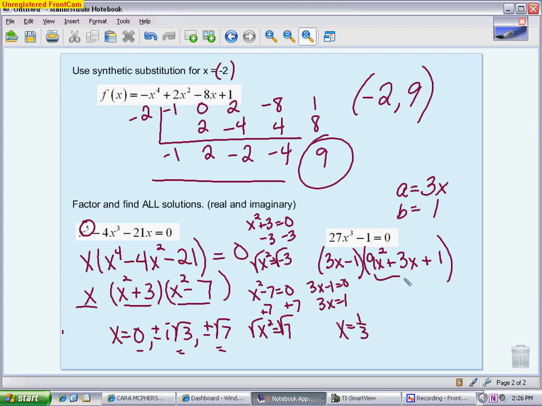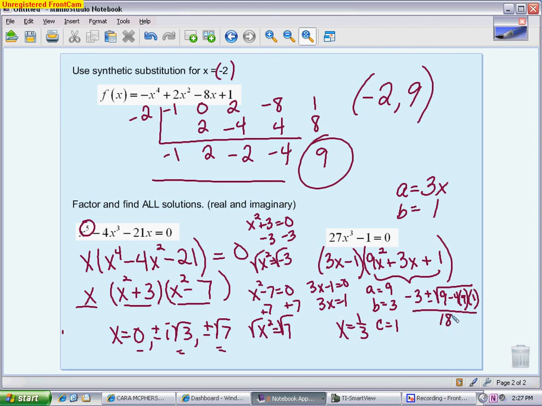This piece, when you're doing a perfect cube factoring, not only will it not FOIL factor, it also will not give you any real solutions. So to find the solutions for this one, your only option is to use the quadratic formula. So I'm going to write below it a, b, and c. And my a value is 9, my b value is 3, my c value is 1. So my formula is the opposite of b, plus or minus the square root, b squared minus 4 times a times c, all over 2 times a.